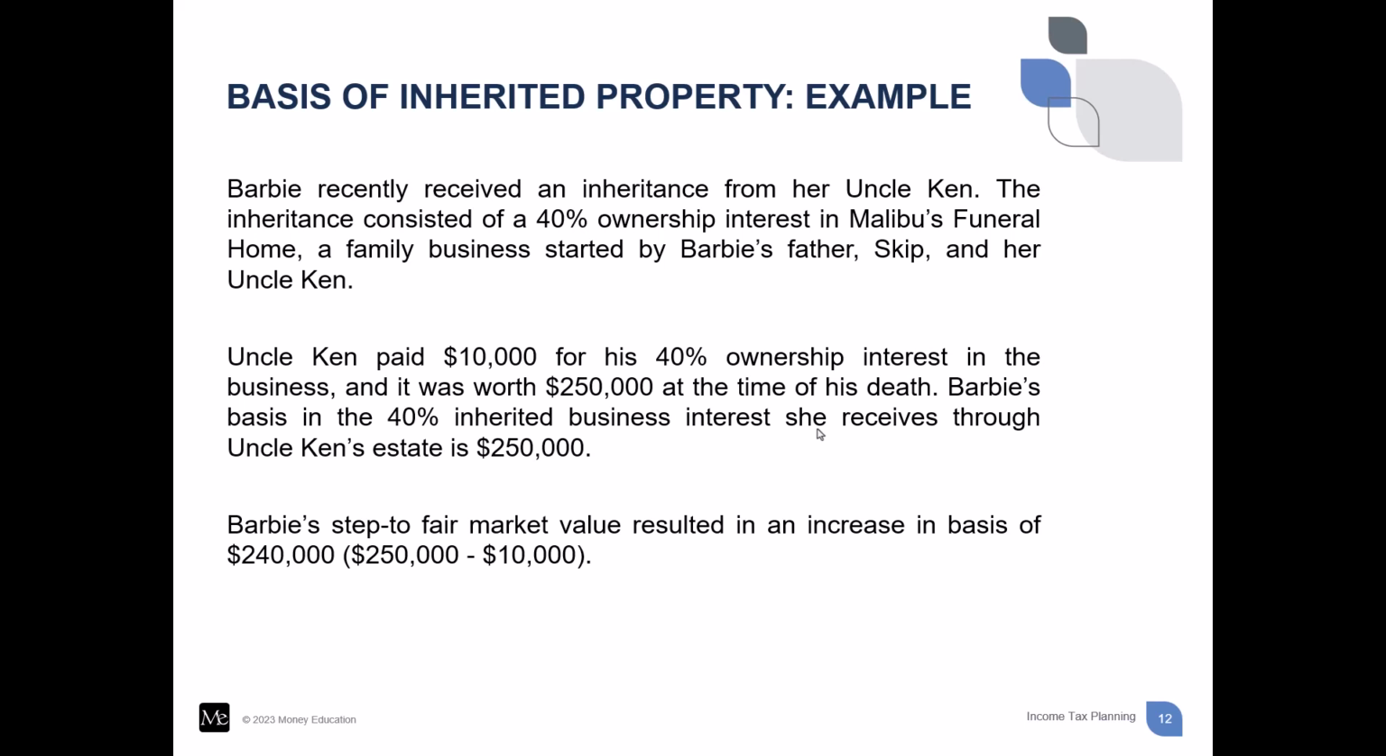Barbie recently received an inheritance from her Uncle Ken. The inheritance consisted of 40% ownership of Malibu's funeral home, a family business started by Barbie's father, Skip, and her Uncle Ken. Uncle Ken paid $10,000 for his 40% ownership in the business, and it was worth $250,000 at his death. Barbie's basis in the inherited business that she received through the estate is $250,000 because she received it at death. Barbie's step up to fair market value increased the basis by $240,000. $250,000 is what she gets minus the $10,000 that Ken initially paid, and therefore that's stepped up basis.